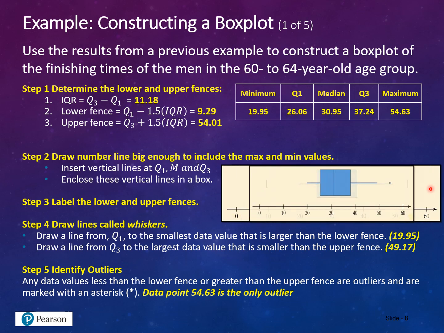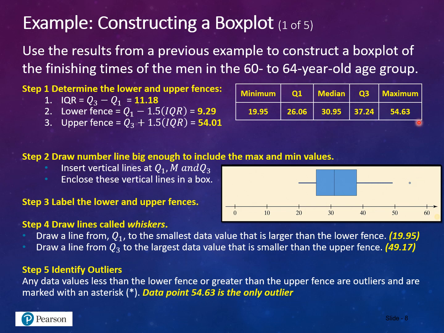Our last point is to draw outliers, to identify outliers with asterisks. Remember, outliers are smaller than the lower fence, or larger than the upper fence. There are no values smaller than the lower fence because 19.95 was our minimum value and our fence was 9.